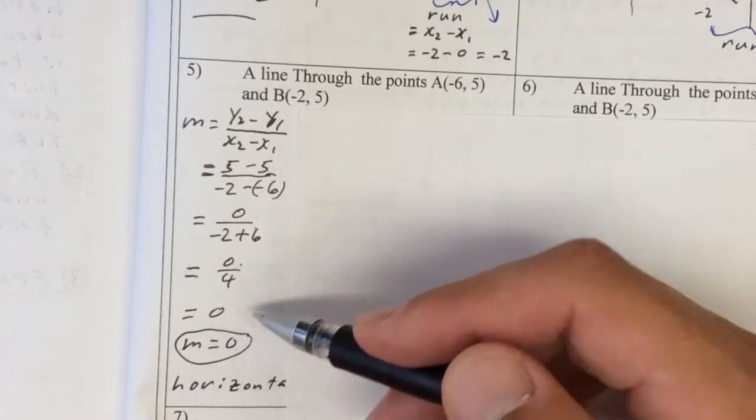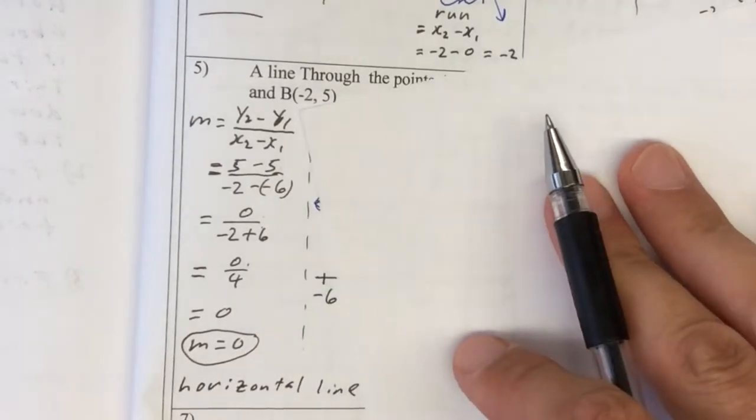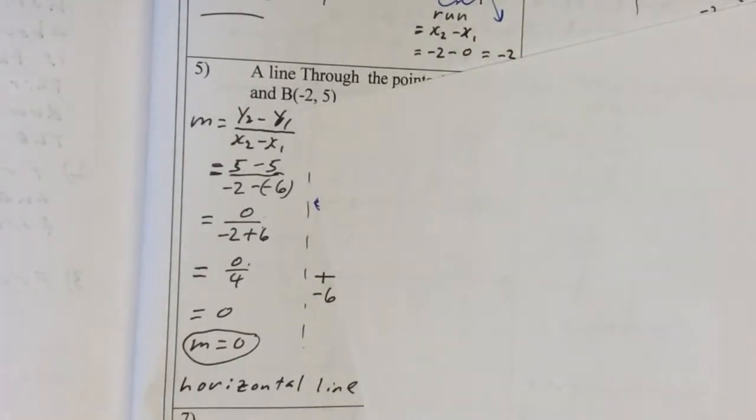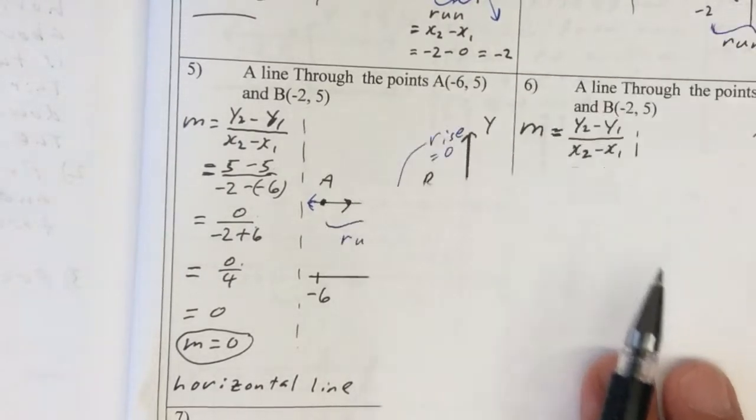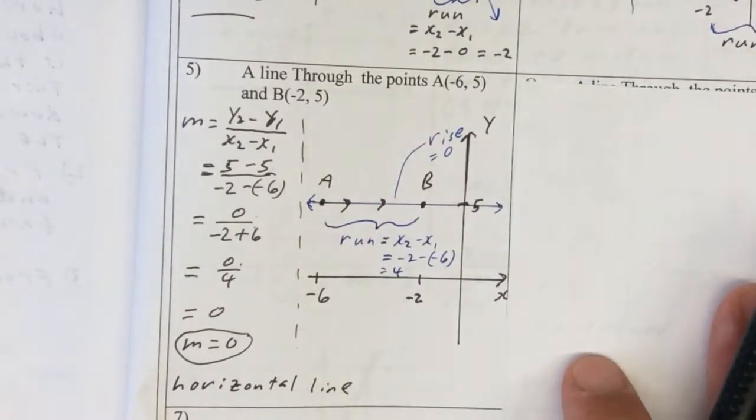So the slope in this one is 0, which means we have a horizontal line. If the slope is 0, there is no rising or falling. So it is going to be a horizontal line. And there's what the graph would look like for that.